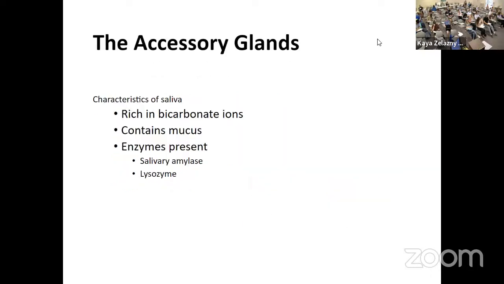Okay. So when we think about saliva, when we mentioned the mouth for chewing, right, the saliva contains mucus. We mentioned that we have salivary amylase in the saliva in your mouth. We also have something called lysozyme, okay? And we also have a bunch of bicarbonate ions in saliva. So saliva is fluid with all these things suspended in it, mixed together.